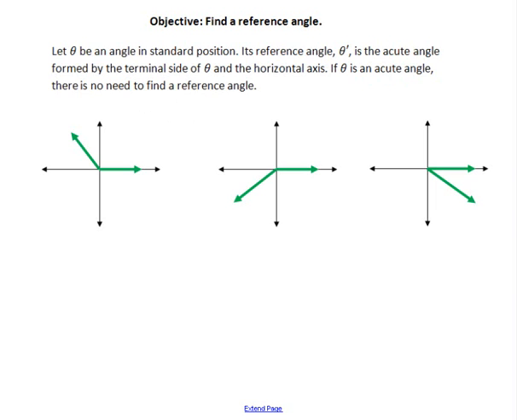So let me talk about that here. So we have theta. Well, the reference angle, theta prime, is the acute angle formed by the terminal side of theta and the horizontal axis. Well, what is the horizontal axis? That is just the x-axis, right? Well, the terminal side of theta is here, and the horizontal axis is here. So the reference angle is going to be this angle right here. So that is theta prime.